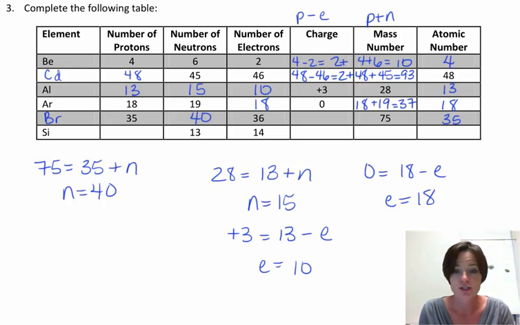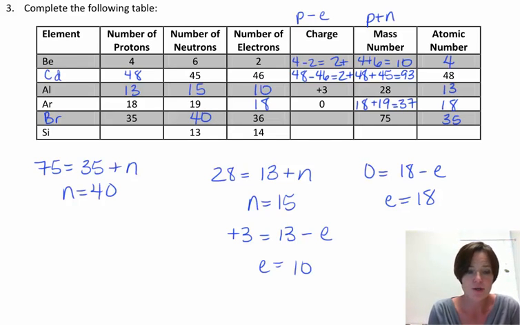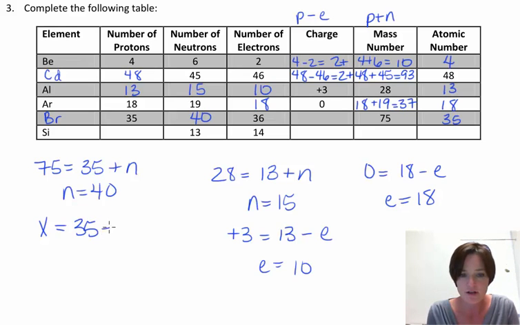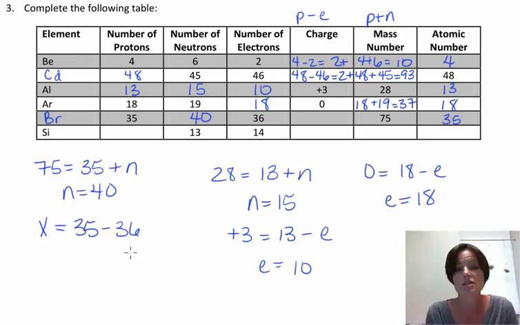To figure out the charge of bromine, all that I'm going to do is set this up. x is going to be equal to my charge, which is not known at the moment, and that is set equal to the number of protons, which is 35, minus the number of electrons, which is 36. So when we solve that, x, or the charge, is going to be equal to -1. So I'm going to fill that in up here.